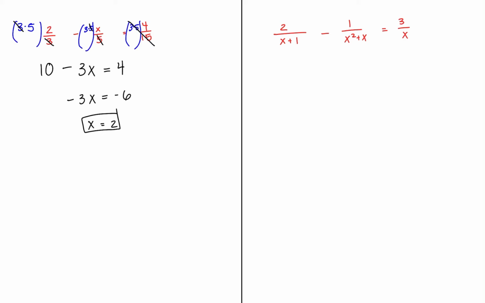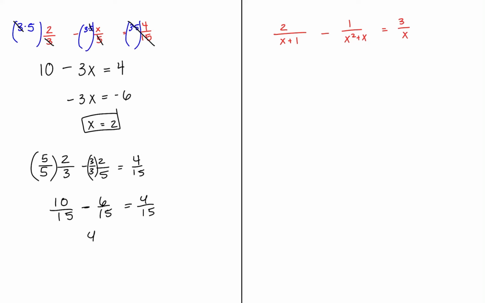Now I can check my answer by plugging 2 into the original equation and seeing if both sides of the equation match up. To do this, I do still have to work backwards, and I'm going to multiply by 5 over 5 and by 3 over 3, so I get the denominator of 15. I'll get 10/15 minus 6/15 equals 4/15, and if I solve all the way through, I see that this is a true statement, so x equals 2 is a solution to this equation.